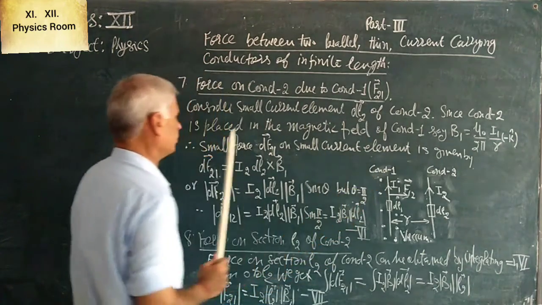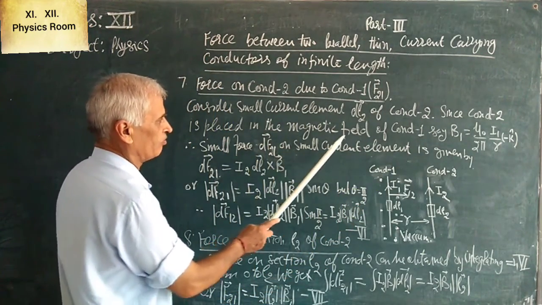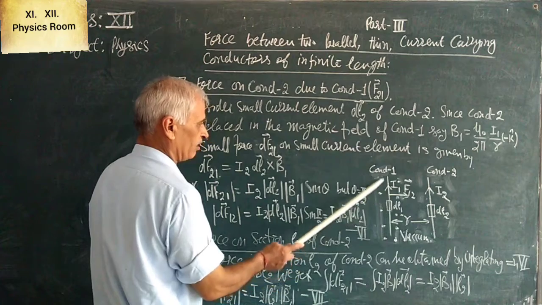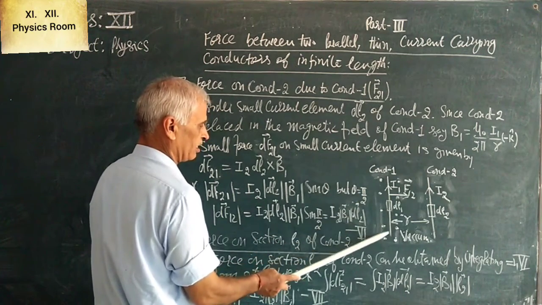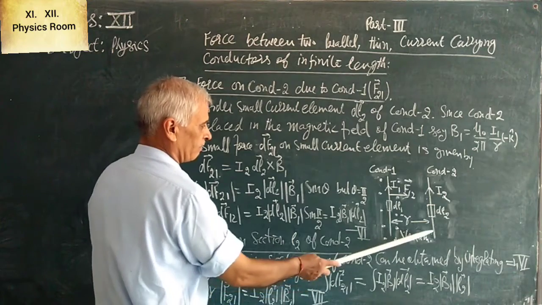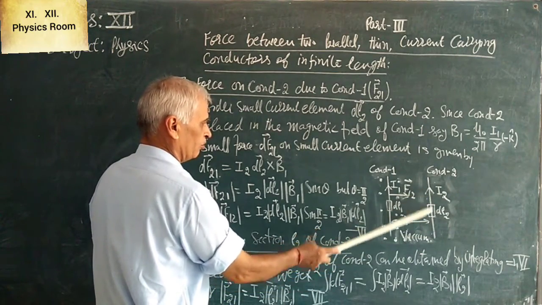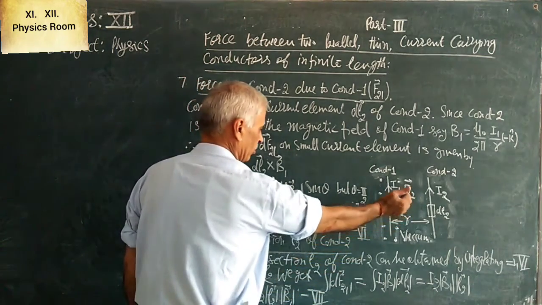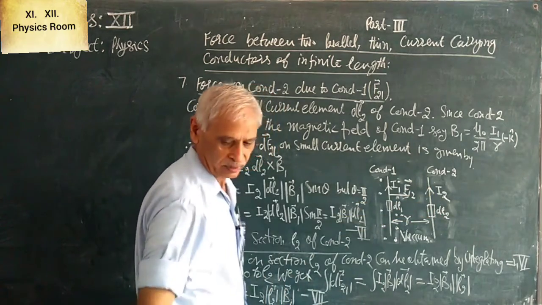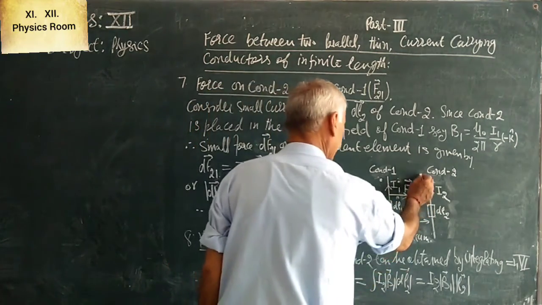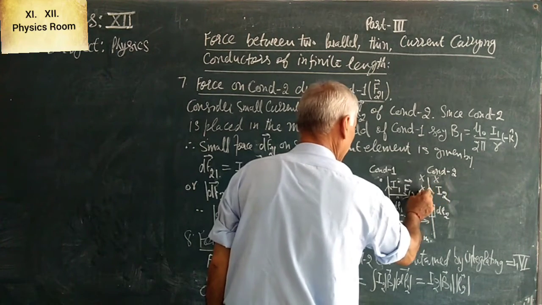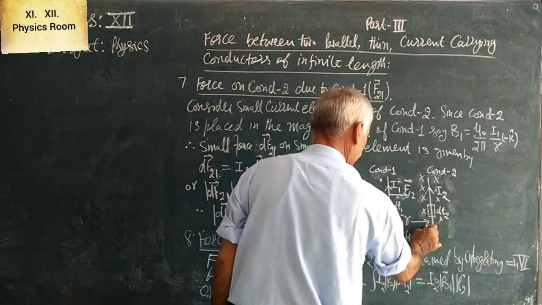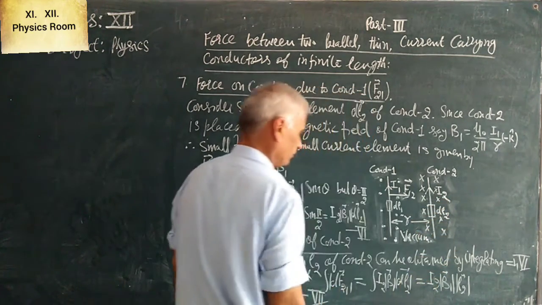Now since conductor 2 is placed in the magnetic field of conductor 1, which is carrying current in this direction, the direction of the field in which conductor 2 is placed will be as shown. Using the right hand grip rule, here the field will be inward. Conductor 2 is placed in a field which is directed along the negative z axis.